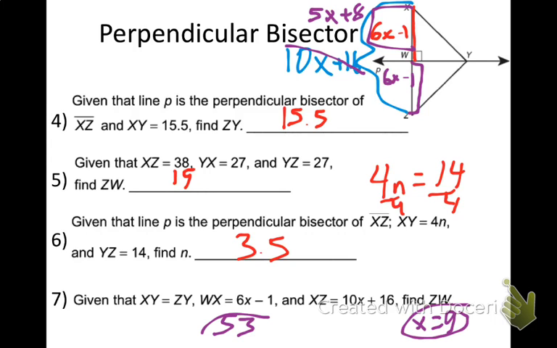53. Nice work, sir. Again, both of those are acceptable ways to work that one out. Two trains of thought, really. One is you can look at this half segment, or the other one you can look at the whole segment. Either way, you both get x equals 9, and you still get 53 for ZW. Good work.